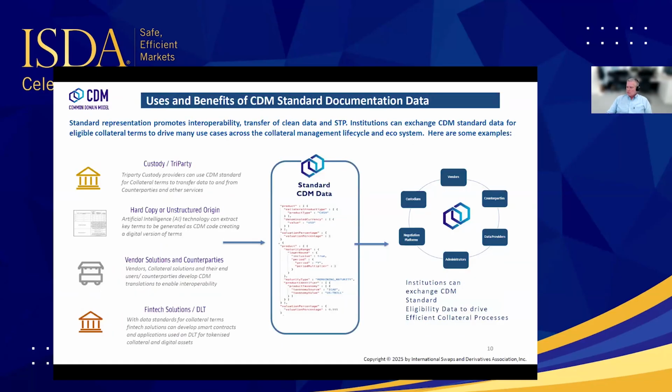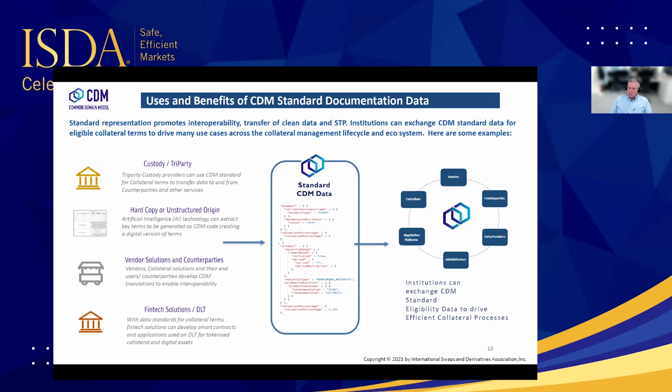And just to finish off this introduction, the different types of use cases and benefits of standard document data and eligible collateral, there are several that we're seeing across the industry that's obviously promoting interoperability. So one of them is hard copy or unstructured data. So the use of AI to extract information from documents, and this is what Paul Hans is going to be demonstrating and talking us through today at Ark51.